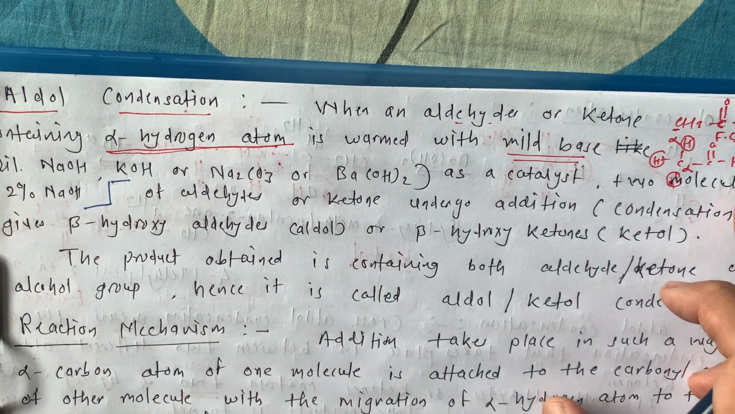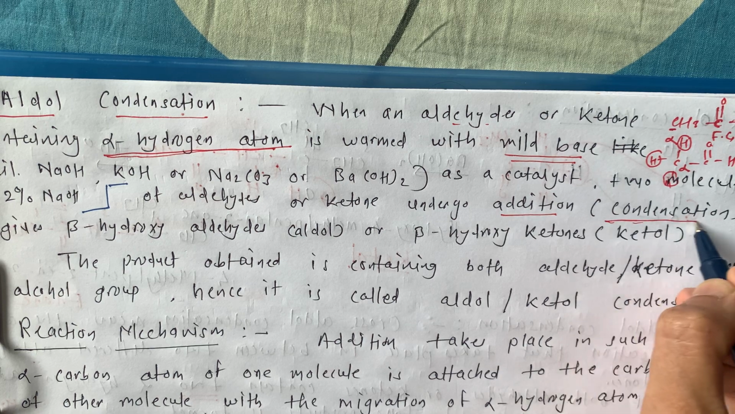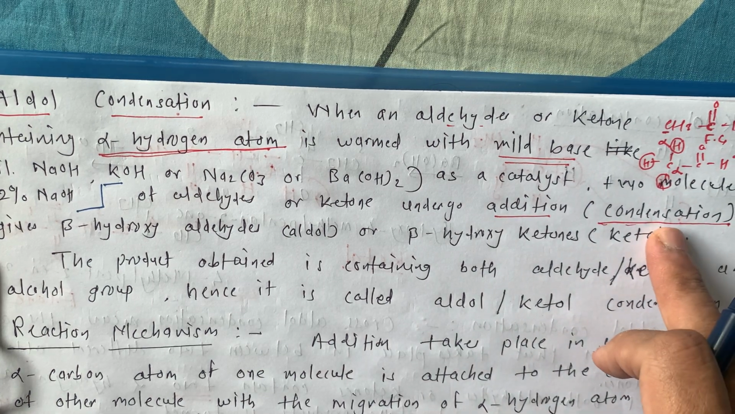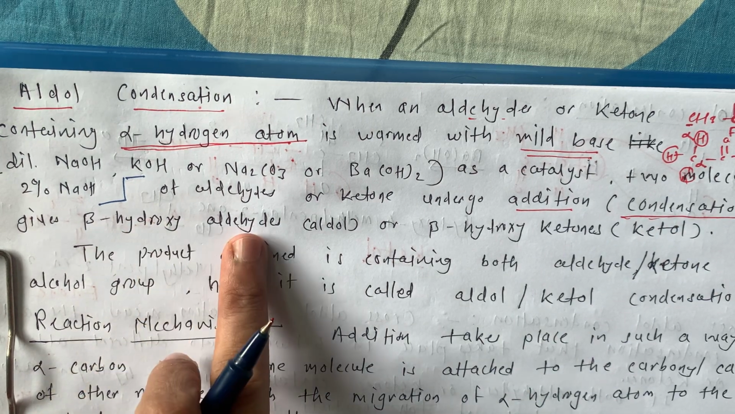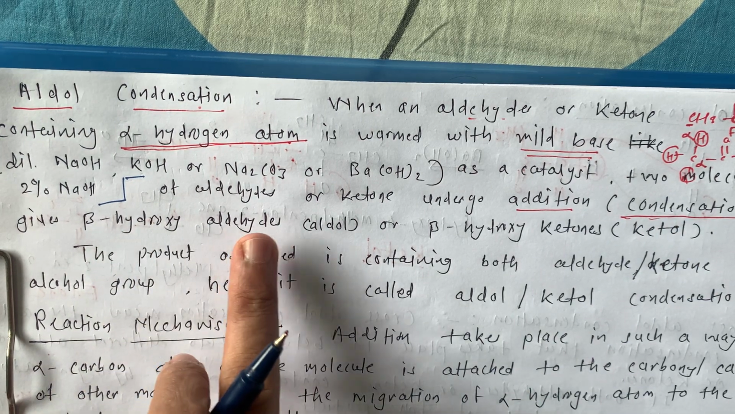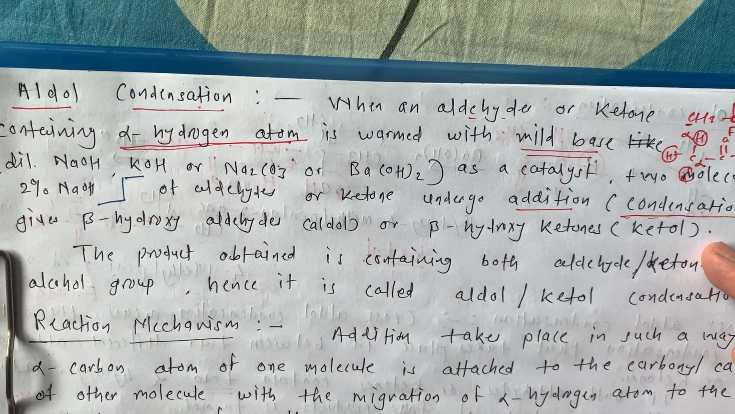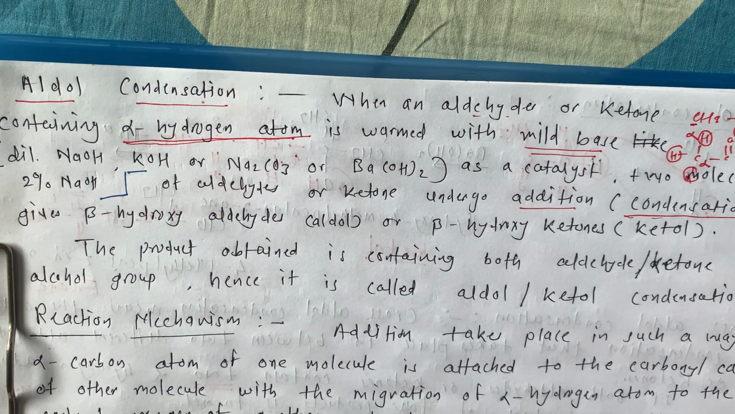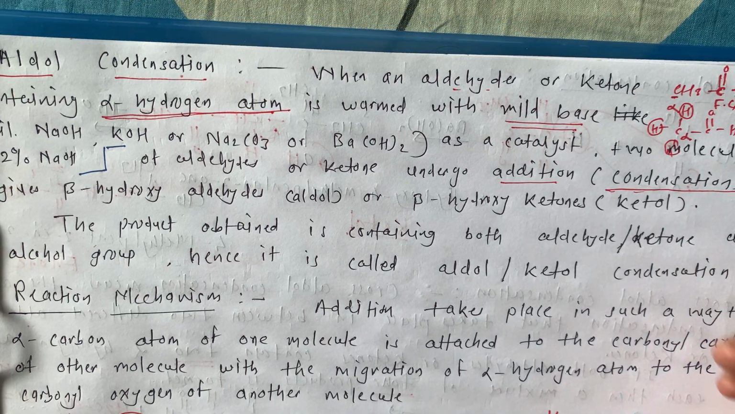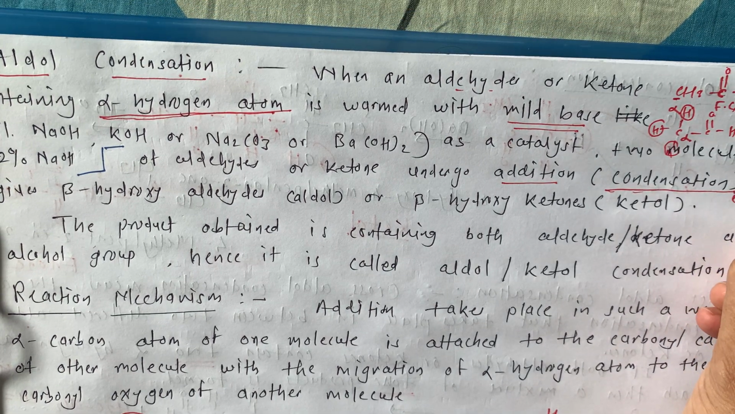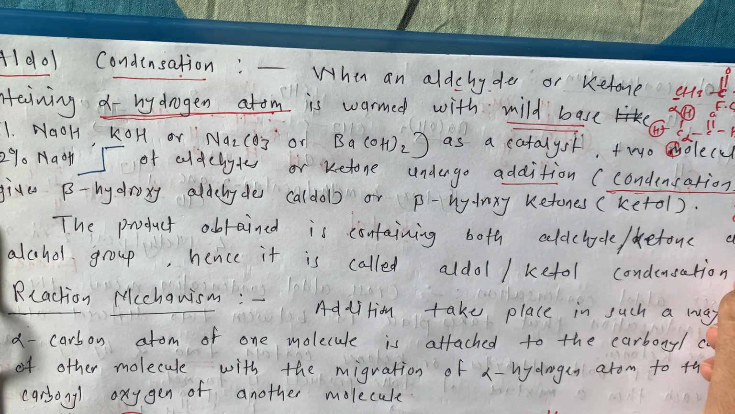Okay, then here 2 molecules of aldehydes or ketones undergo addition. Addition is nothing but condensation. This gives us beta-hydroxyaldehydes, that is known as aldol, or beta-hydroxyketones. Then this is followed by elimination of water, and there is formation of enal, or there is formation of enone.